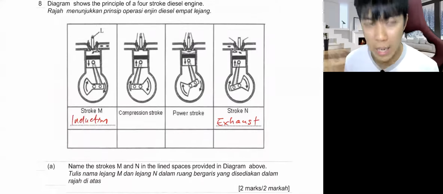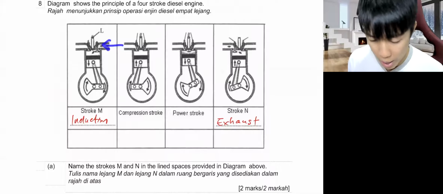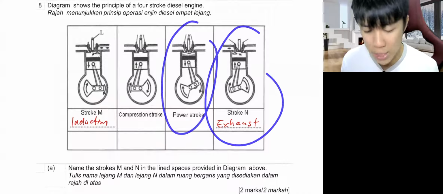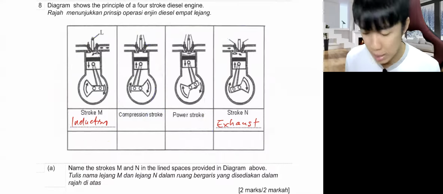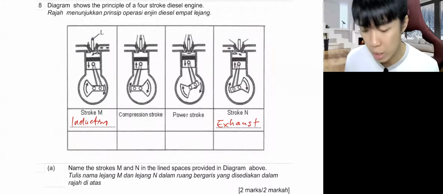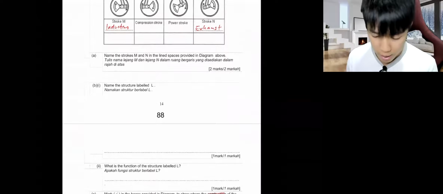Okay, now this is just one of the tricks where they swap the inlet and exhaust. Sometimes they don't put them in arrangement anymore. Jialat. That means they might not start with induction, they might start with power, and then you need to recognize the picture properly. Okay, right, next one.